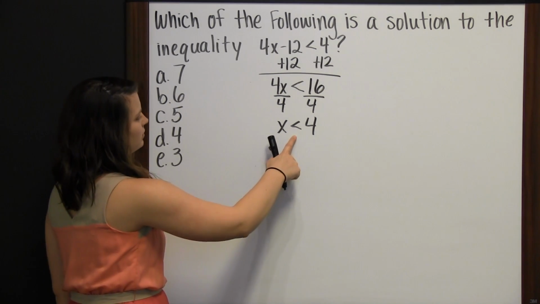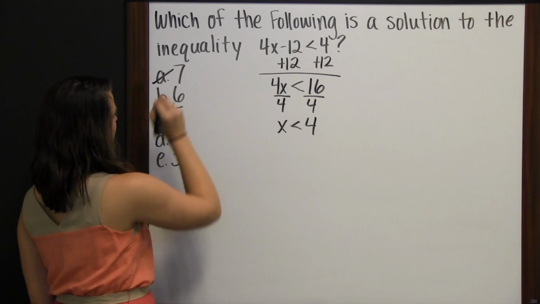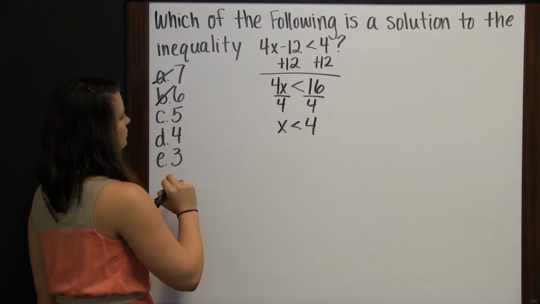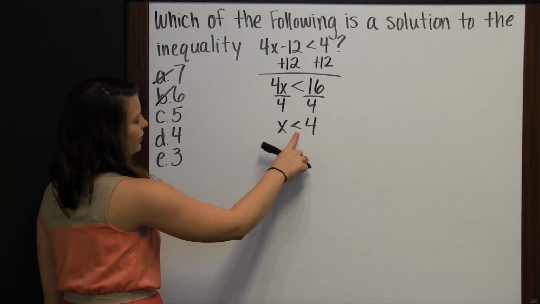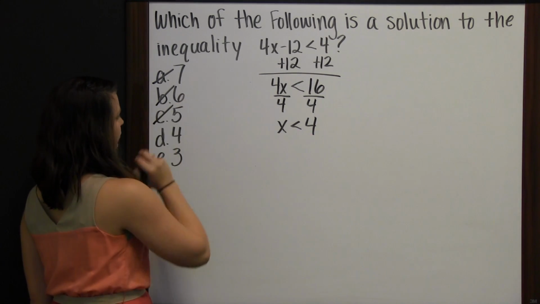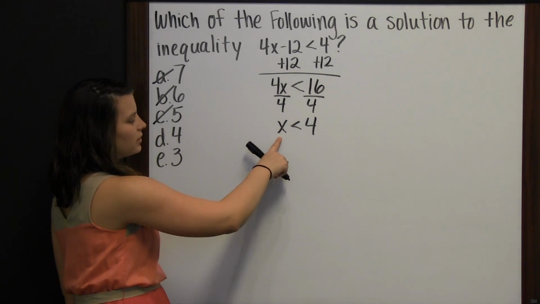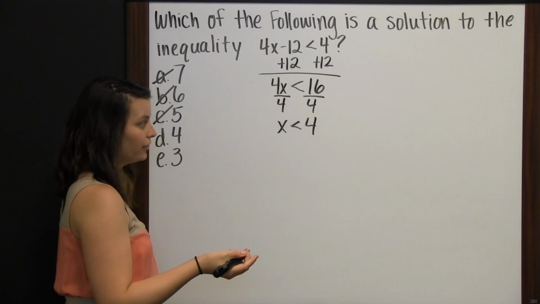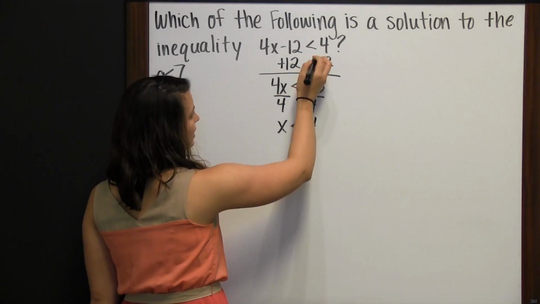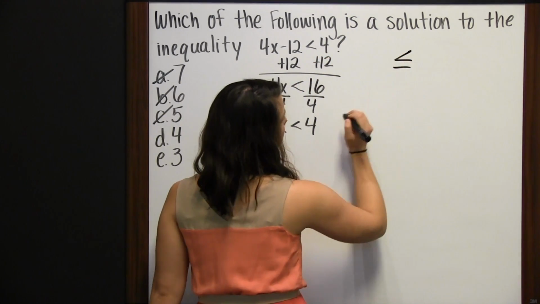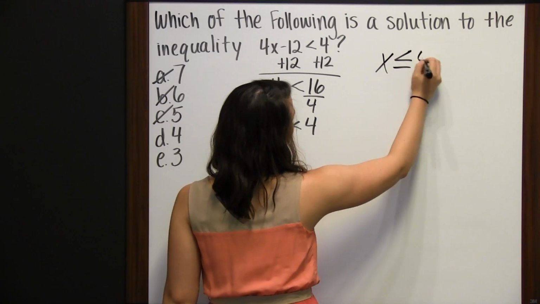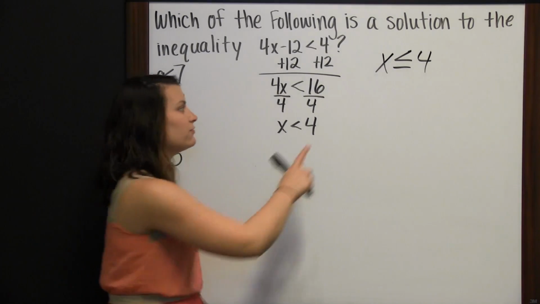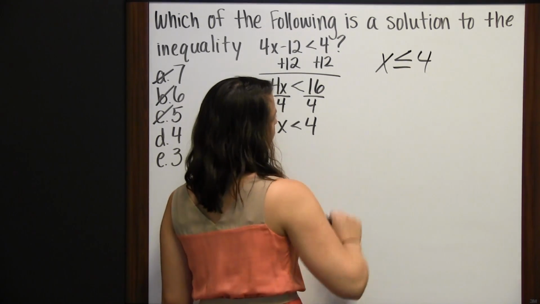Is 7 less than 4? No. Is 6 less than 4? No. Is 5 less than 4? No. What about 4? Is 4 less than 4? No. If this were a less than or equal to sign, if it said x is less than or equal to 4, then yes, 4 would be a solution because 4 is equal to 4.